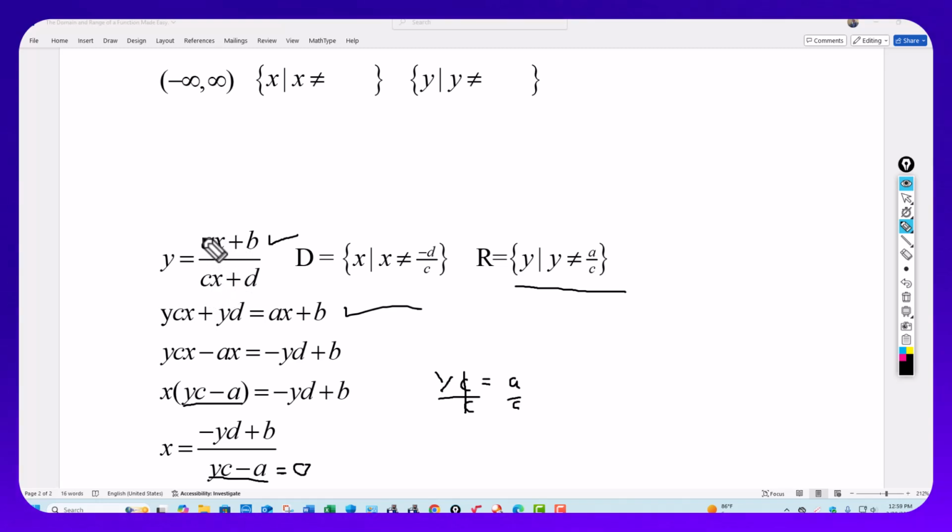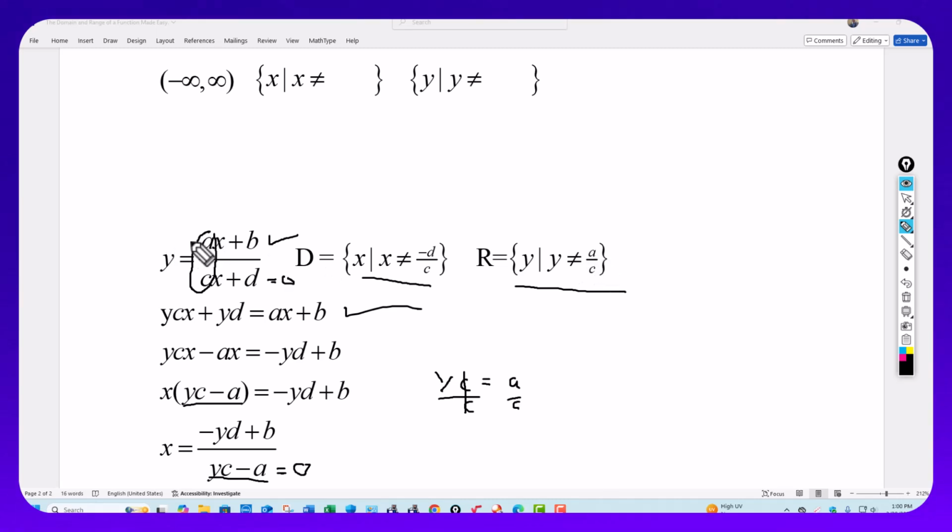If that's the case, then you do the domain as usual. What makes the cx plus d equal to 0? Set this equal to 0 and restrict it. X will be minus d over c. So that's going to make it 0. So we restrict it. Now the shortcut to get the range is simply, notice from the setup here, just take the coefficient of the x on top over the coefficient of the x on the bottom, a over c, restrict it. Y cannot equal a over c.